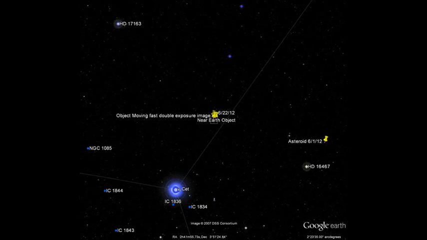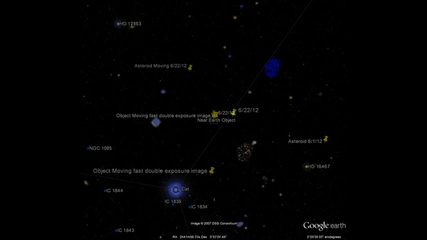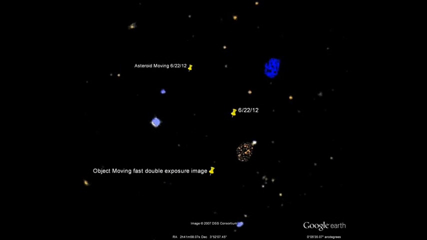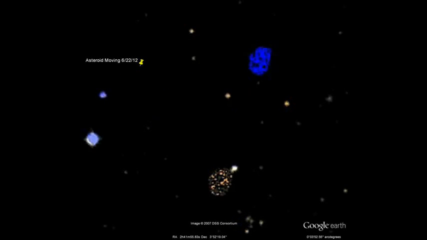Hey guys, I found these today, 6/22/12. I'm calling them near-Earth objects. I don't want to scare anybody, but I still believe these are asteroids moving through our solar system.